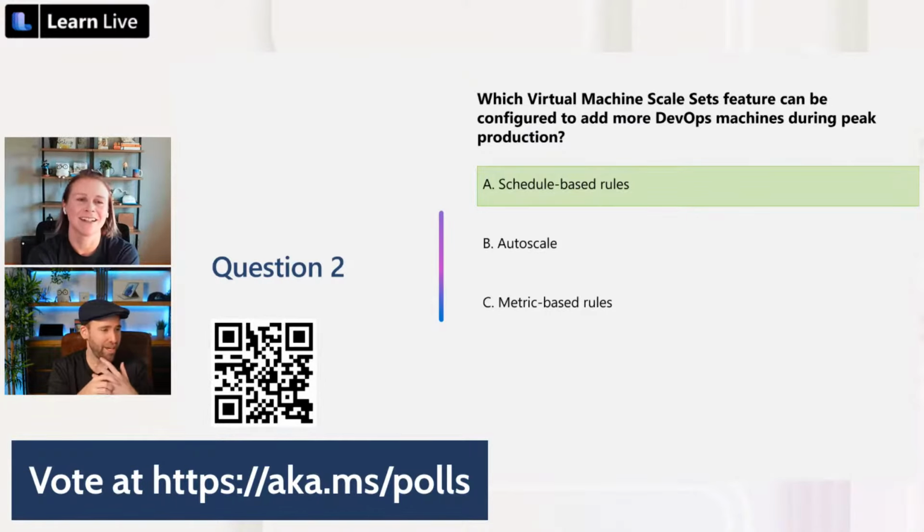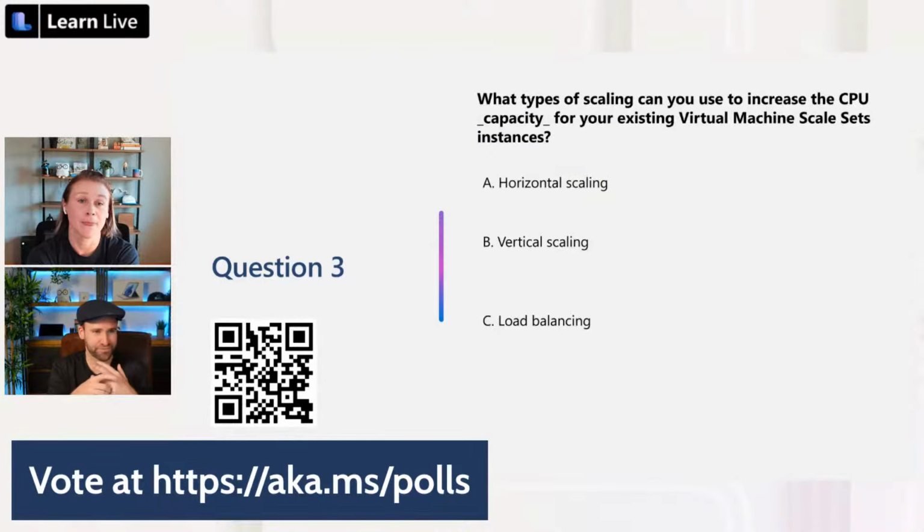So let's do number 3, the last question of this module. What type of scaling can you use to increase the CPU capacity for your existing virtual machine scale set instances? We have horizontal scaling, vertical scaling, or load balancing. We talked about that quite extensively, that there's horizontal or vertical scaling. And because I talked about it, I'm pretty sure I got it right.